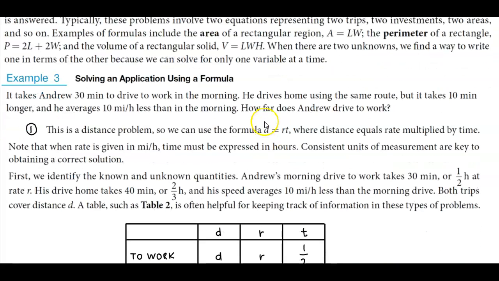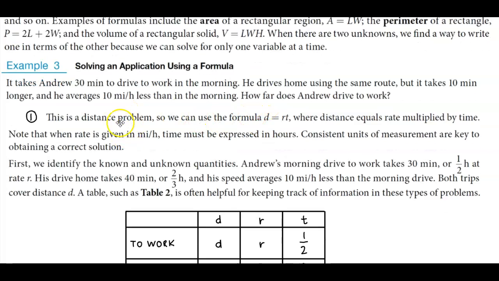So for example number 3, we want to solve an application using a formula. It takes Andrew 30 minutes to drive to work in the morning. He drives home using the same route, but it takes 10 minutes longer, and he averages 10 miles per hour less than in the morning. How far does Andrew drive to work?